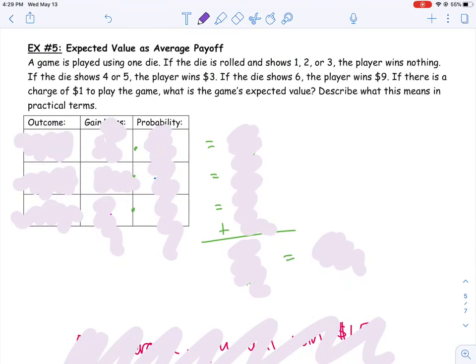On example number 5, it says a game is played using one die. If the die is rolled and shows a 1, 2, or 3, the player wins nothing. If the die shows a 4 or a 5, the player wins $3. If the die shows a 6, then the player wins $9. If there is a charge of $1 to play the game, what's the game's expected value? Describe what this means in practical terms. What does it mean when you get an answer?